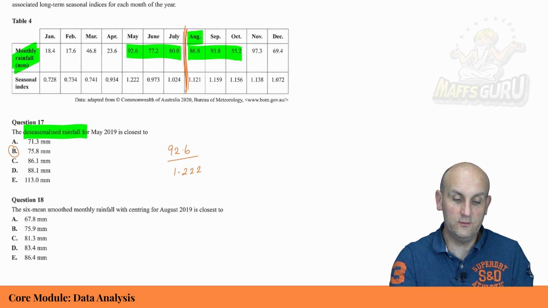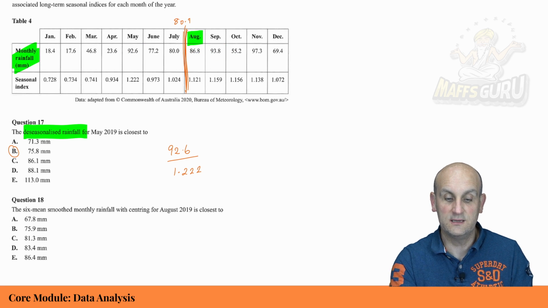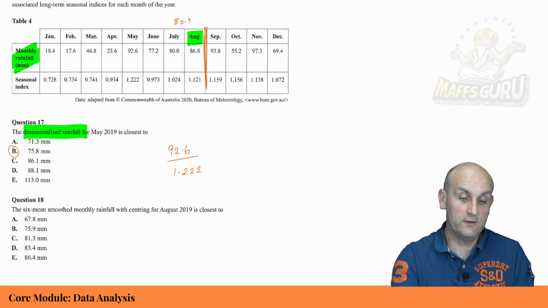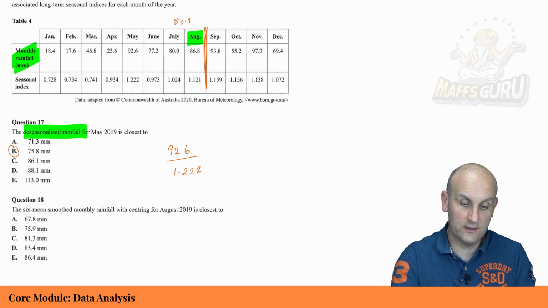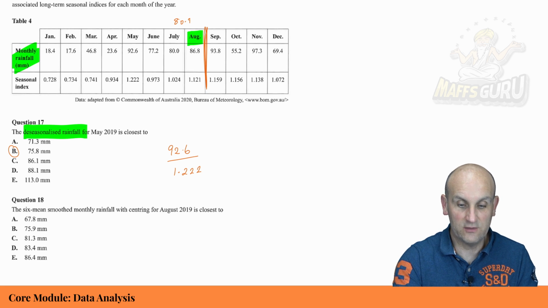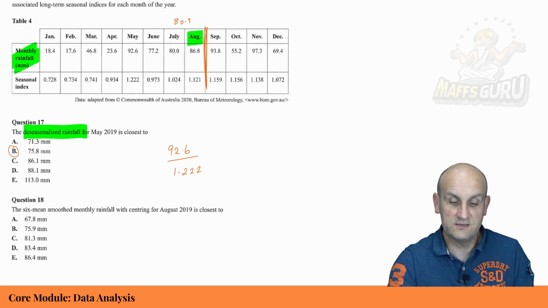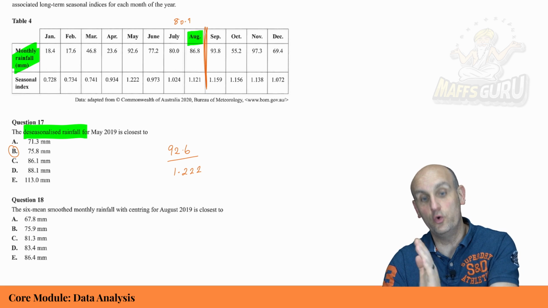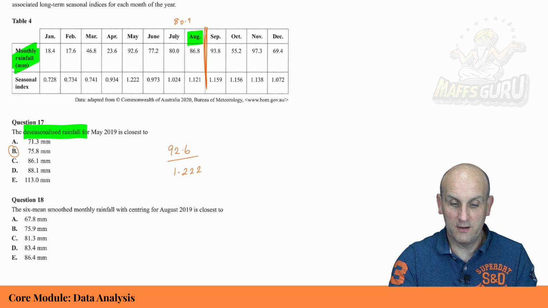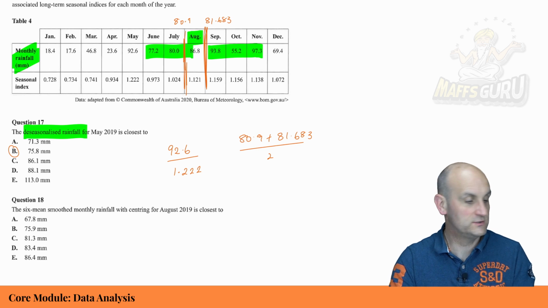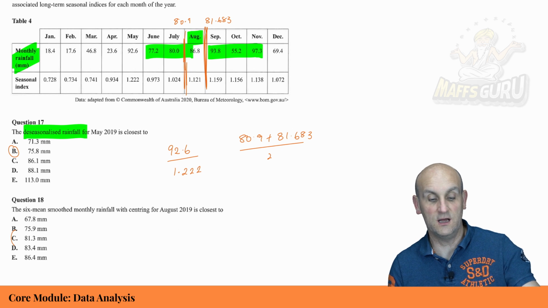Now, having done that, what do I do? I effectively delete those values, delete that line, and now I do the same for the other side of August, choosing 3 on that side and 3 on that side. Add those all together, divide by 6, and I got 81.683. Now that I've got both sides of August, I need to center it on August because that's not centered at the moment. The way to do that is we did 80.9 plus 81.683 and divided it by 2, which when I put that into my calculator gave me 81.3, or at least that was the closest answer.